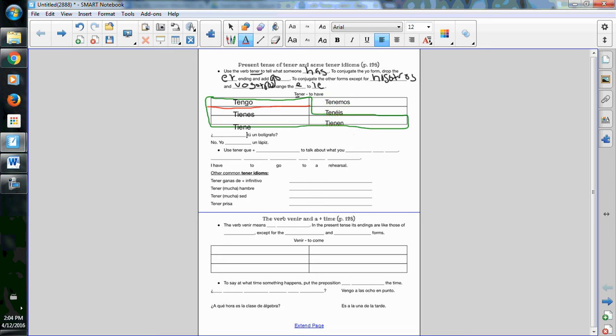So if we were asking this question, do you have a pen, we would ask ¿tienes tú un bolígrafo? You know that's the tú form. No, yo tengo un lápiz.